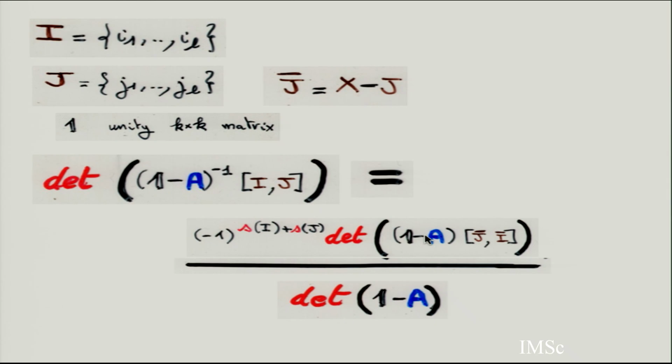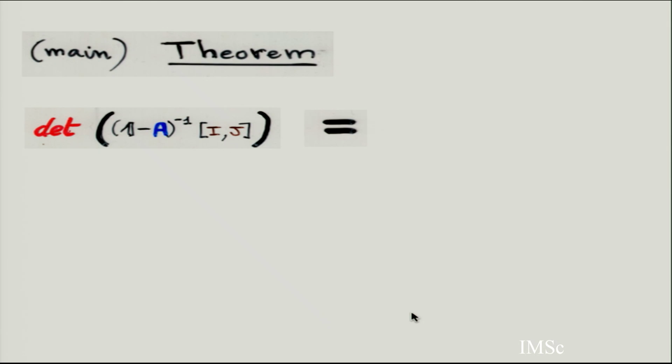Now I have the matrix itself, and here it's J bar and I bar, the complements of I and J inside the segment 1 to k. And you have to divide by the determinant. So it relates the minor of a matrix to the minor of the inverse matrix. Instead of taking a matrix B, I can take a matrix 1 minus A as soon as A is 1 minus B. So it's the same. So instead of proving this, I have a better theorem, which I call the main theorem.